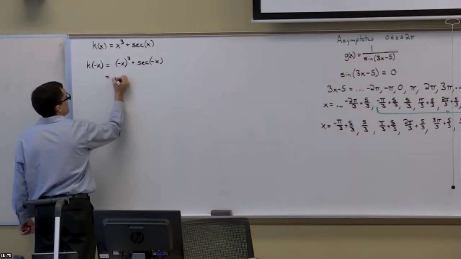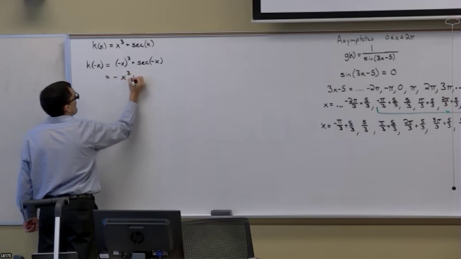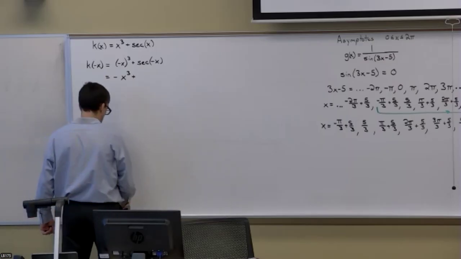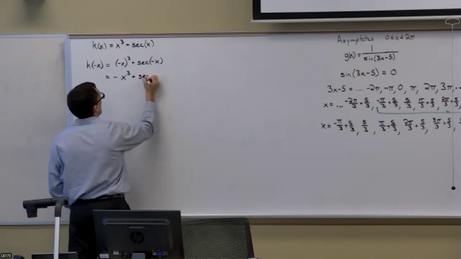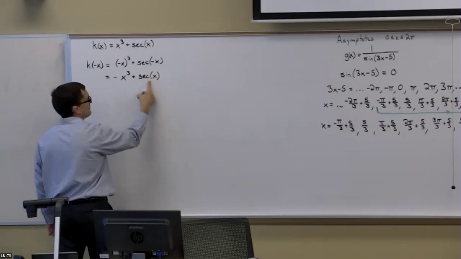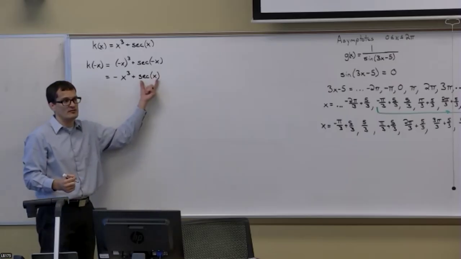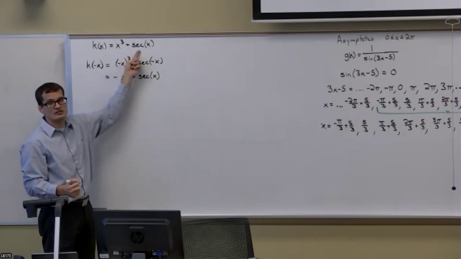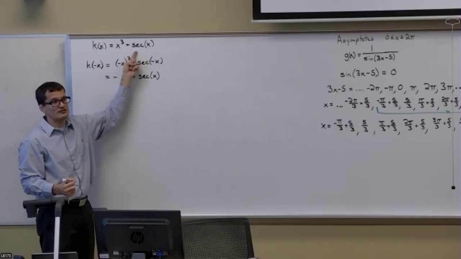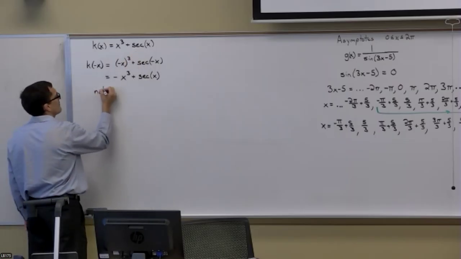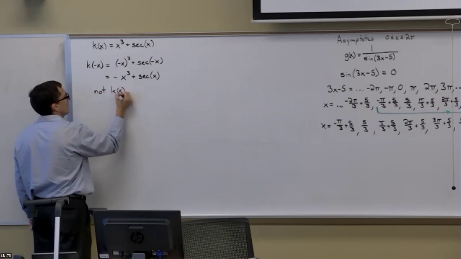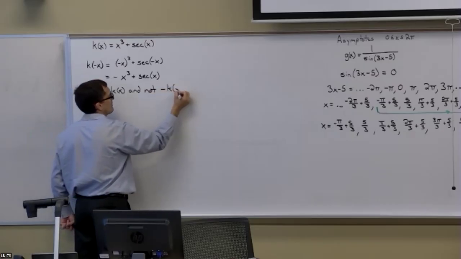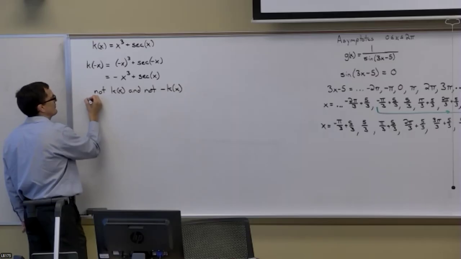In this case, we'd end up with negative x to the third plus secant of x. We do plus secant because secant's even. We already established that. This is neither the original function nor the negative of the original function. This is not k of x and not negative k of x. So this one is neither even nor odd.